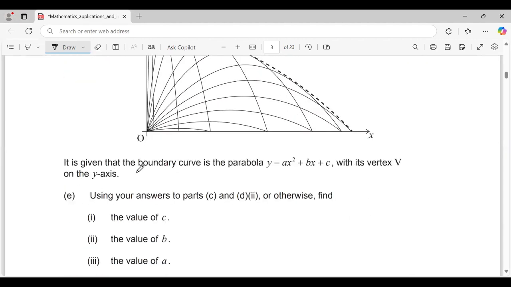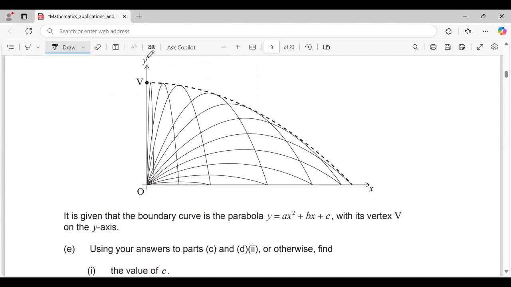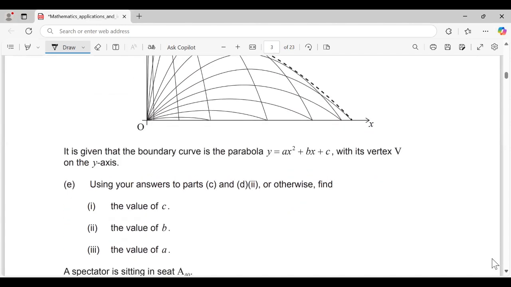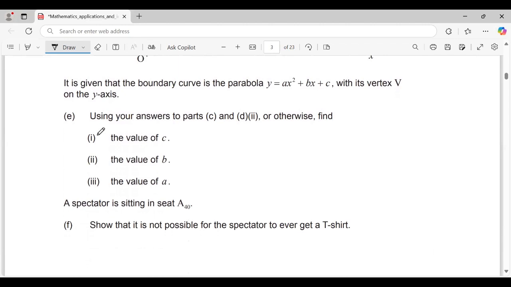It is given that the boundary curve is the parabola with equation y equals ax squared plus bx plus c, with its vertex on the y-axis. This is the vertex on the y-axis. Using your answer to part C and part D, or otherwise, find the value of c, the value of b, and the value of a.